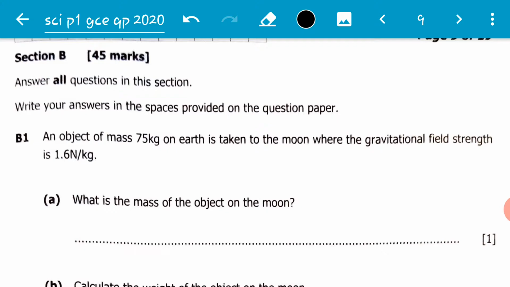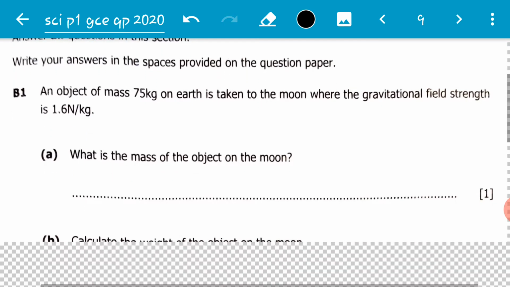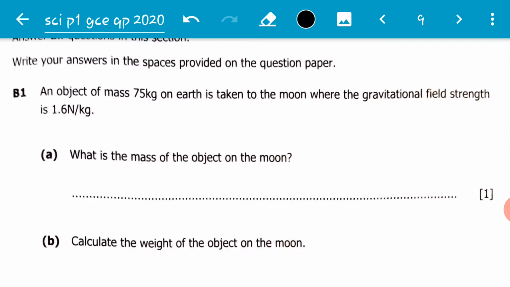So the first question is question B1. Question B1 reads, an object of mass 75 kilograms on Earth is taken to the moon where the gravitational field strength is 1.6 newtons per kilogram.